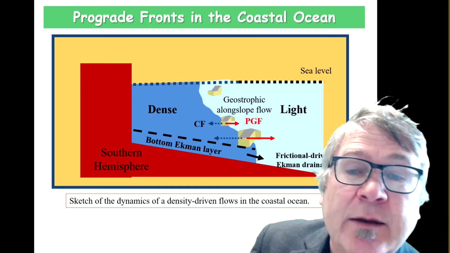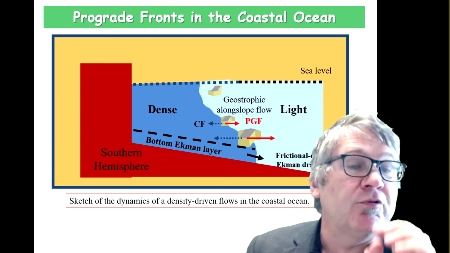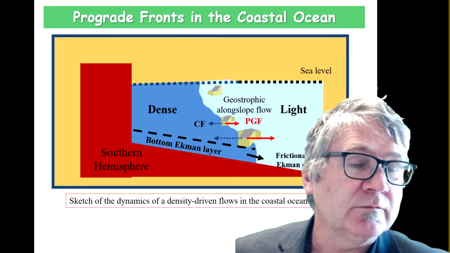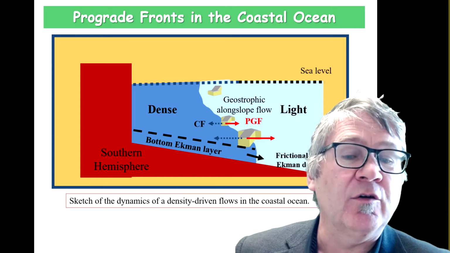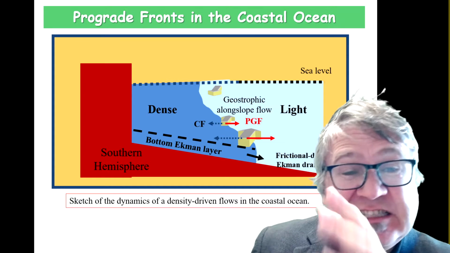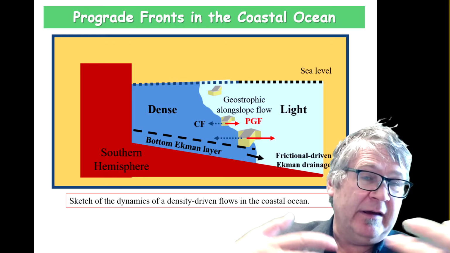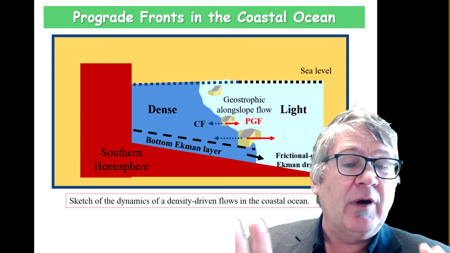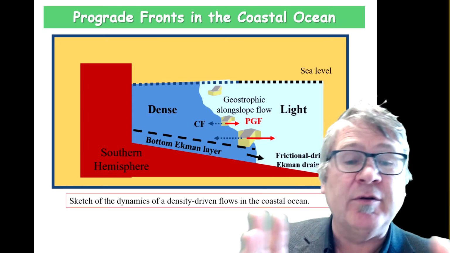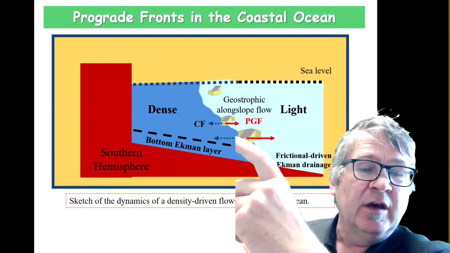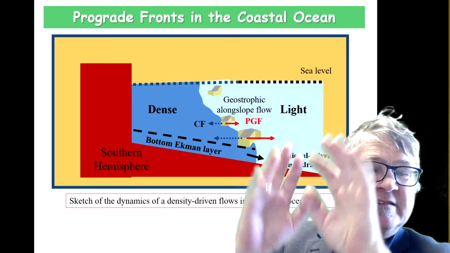So you can also look at prograde fronts. Prograde fronts are the ones which have heavier water near the coast. Okay? And because you have a pressure gradient that creates an adjustment, you actually again create a current, which is illustrated here. The forces involved: pressure gradient force, Coriolis force, and the sloping sea surfaces.